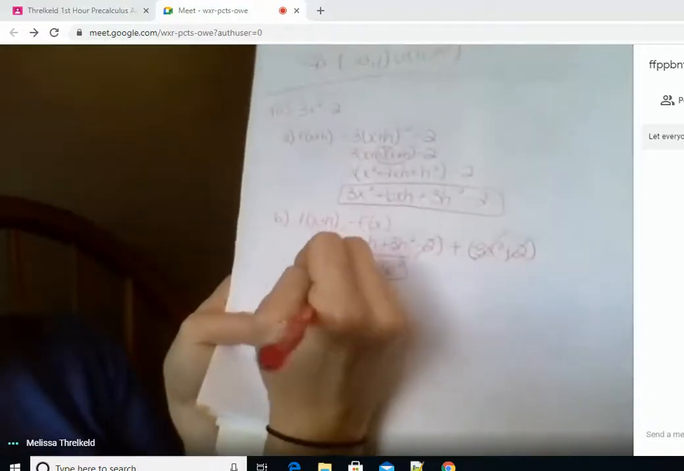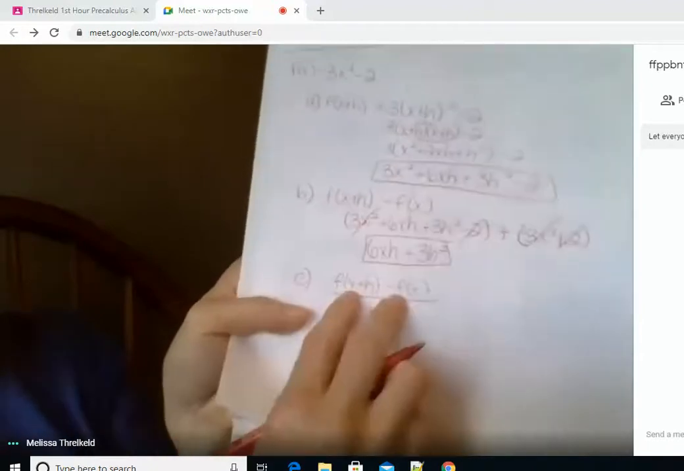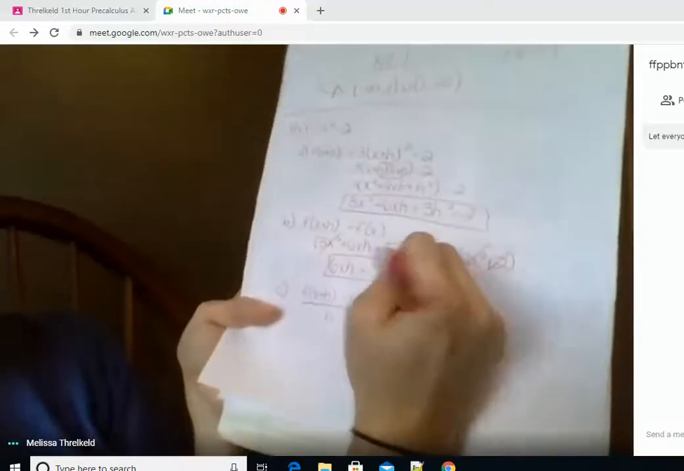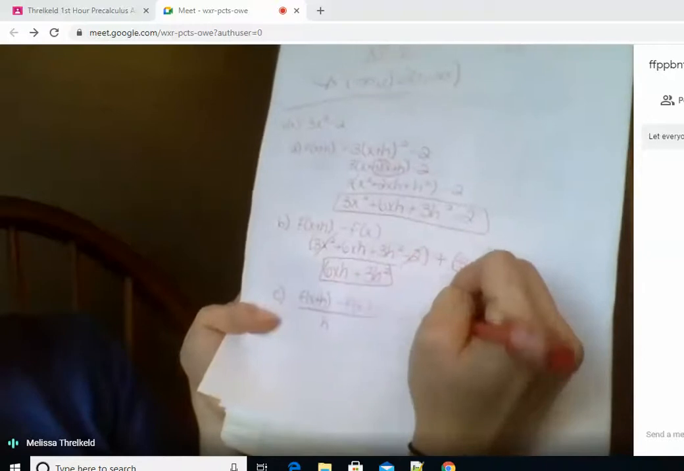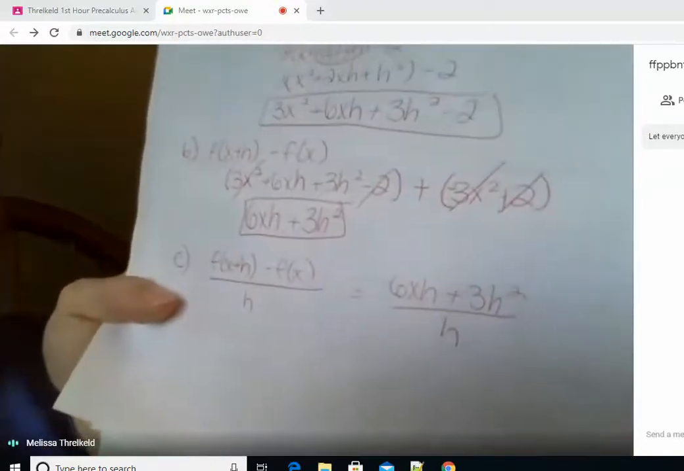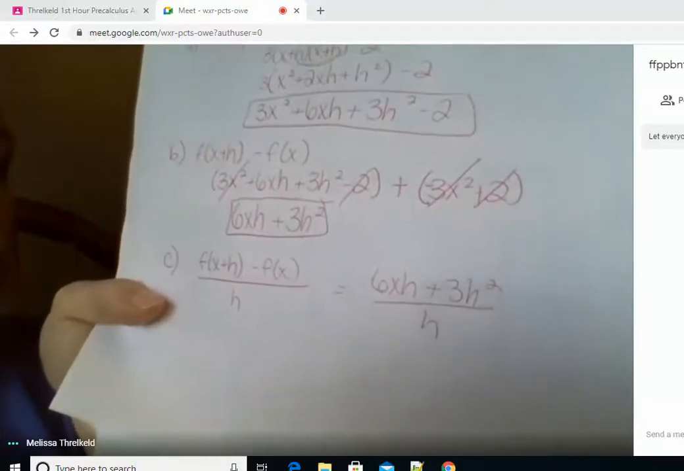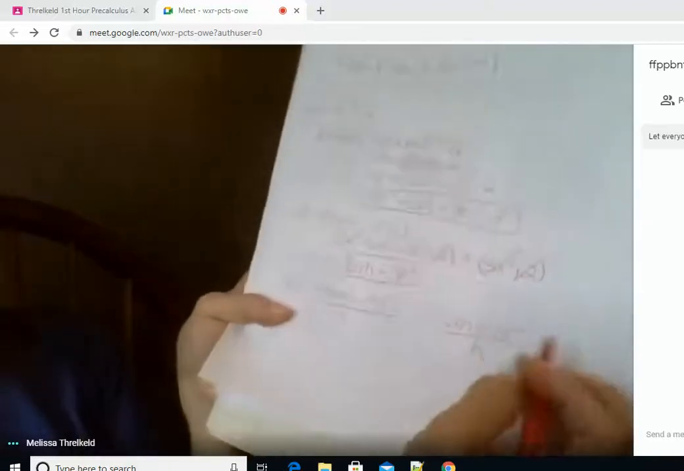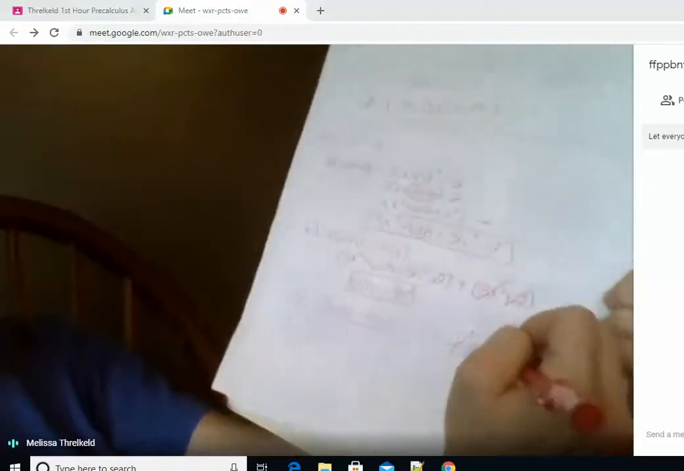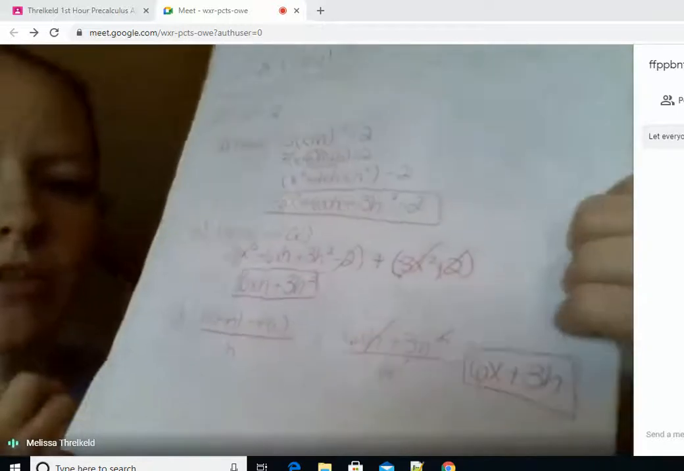Then I would ask for the whole thing. f of x plus h minus f of x all over h. f of x plus h minus f of x, that's what we just did in part B. So we got 6xh plus 3h squared over h. And then what can happen here? Yeah, we can cancel an h out of everything. So if I drop one of those h's out of everything, you're left with 6x plus 3h. And that's your final answer.